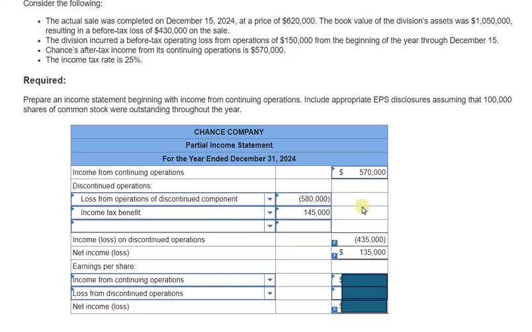All right, so if we take 570,000 and we divide it by 100,000, what we get is $5.70. Okay, and then if we look at our discontinued loss, which was 435, that's a loss. Divide that by 100,000, we get $4.35. All right, so then we just have to do the math to come up with what the difference is, and it turns out to be $1.35 per share.